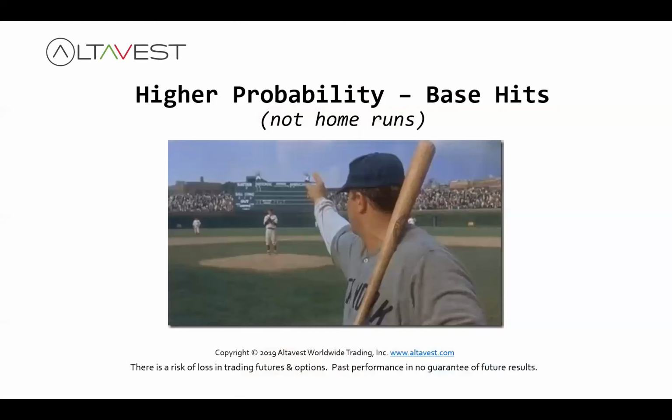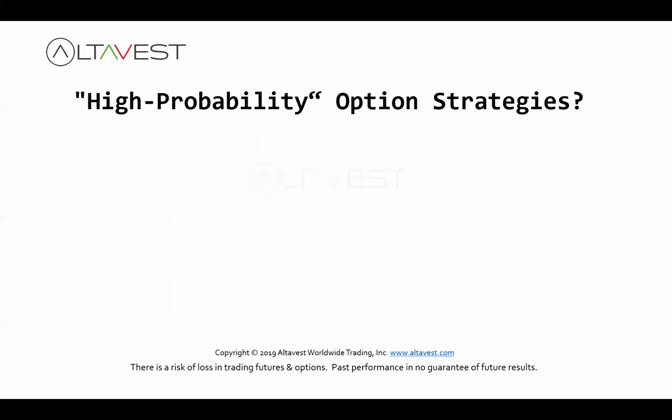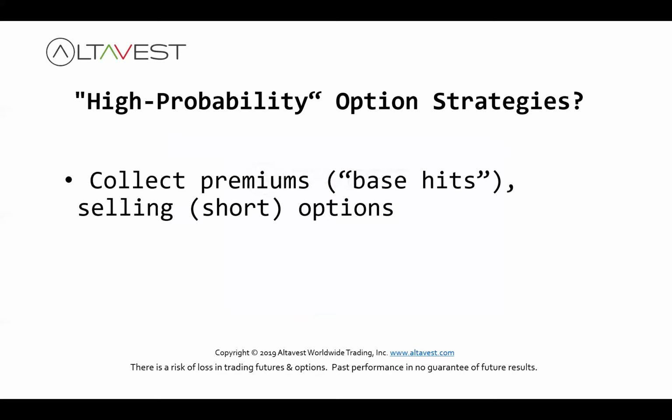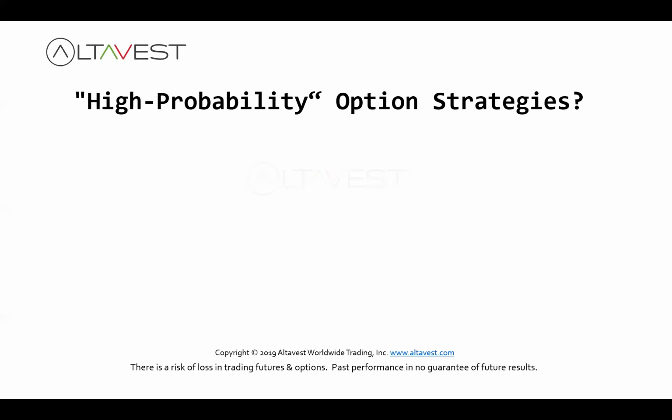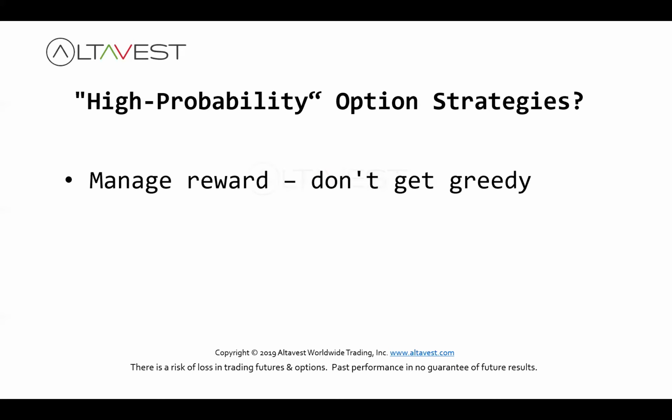Well, we're going to look at higher probability outcomes, what we call, in a baseball analogy here, base hits, not grand slams, not home runs. So these are high probability option strategies where we collect premium by selling options. We need to be consistent and patient, and we need to manage our risk. We need to expect that we will have losses. And of course, manage reward. That's just as important. You can't get too greedy.